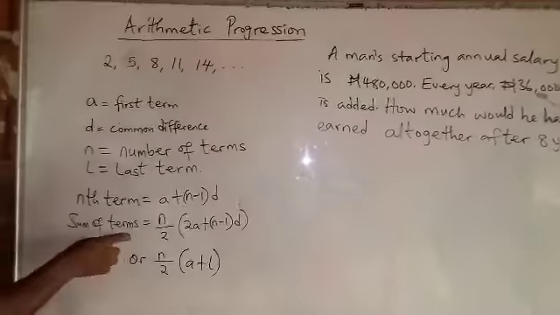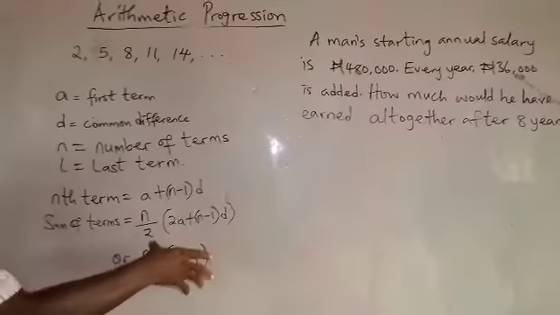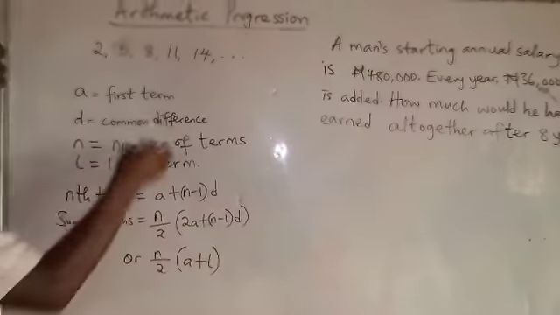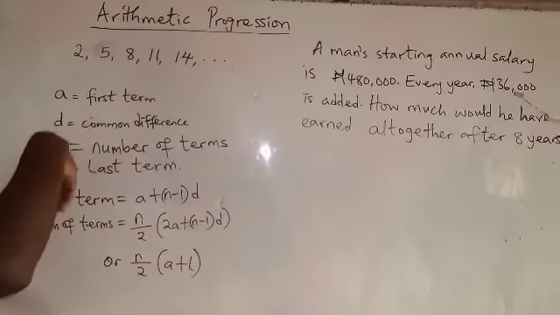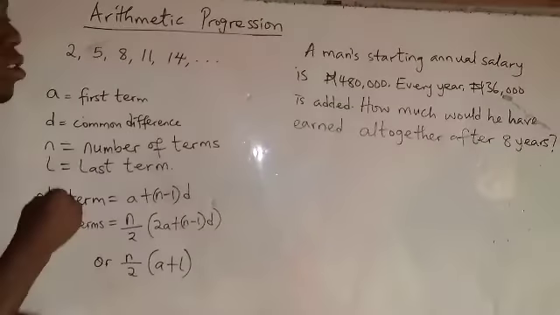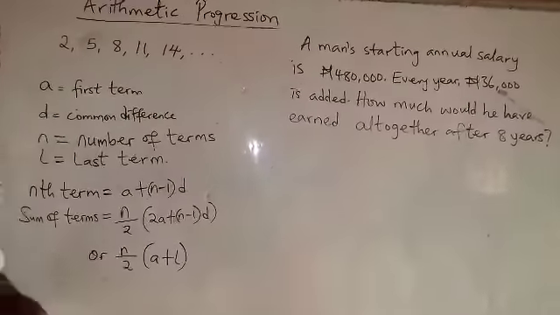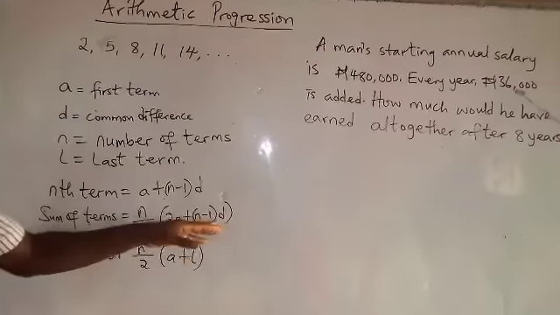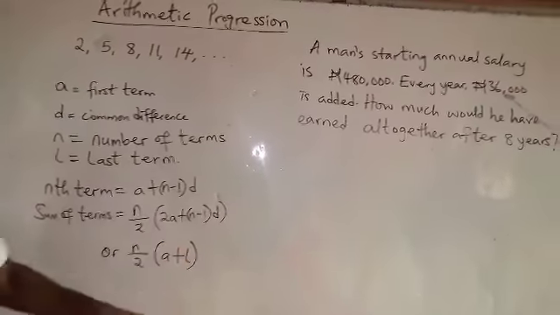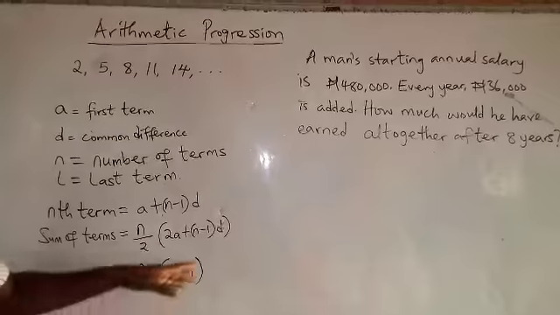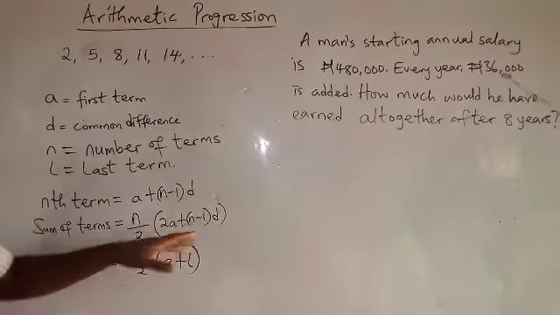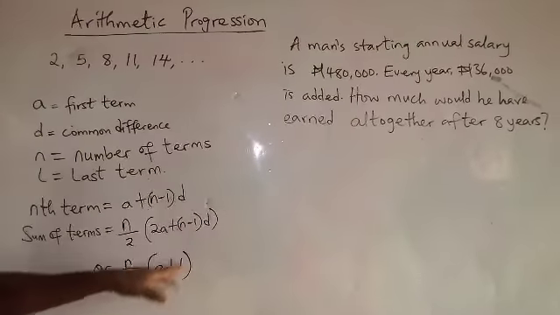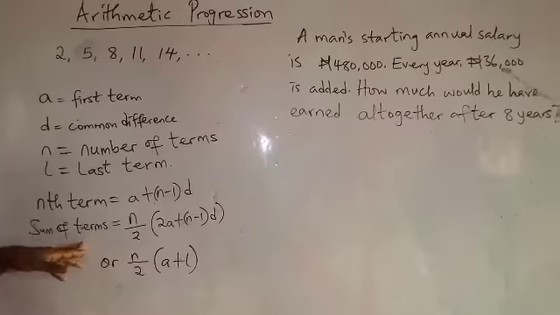So this one is the formula for sum of terms. When you are given this kind of AP and you are asked to find the sum of this arithmetic progression up to maybe 20th term, we use this formula or this one, depending on the variables available, depending on the values that we have. That's what will determine which of these two formulas for sum that we will use.